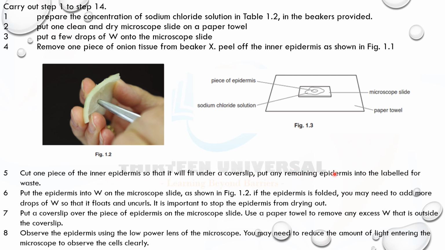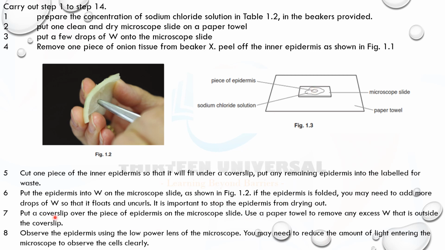Put any remaining epidermis to the label for waste. So put it here. Put the epidermis into water on the microscope slide as shown in Fig 1.2. If the epidermis is folded, you may need to add more drops of W so that it floats. So if it's folded, follow the instruction, add more water so that it will uncoil. It is important to stop the epidermis from drying out.